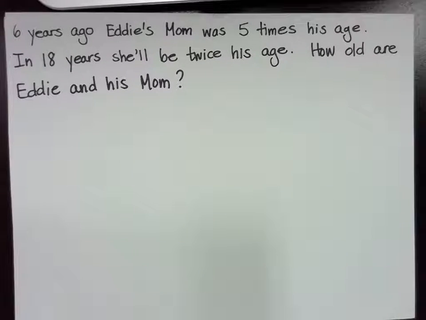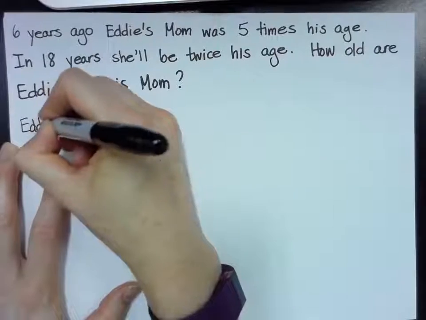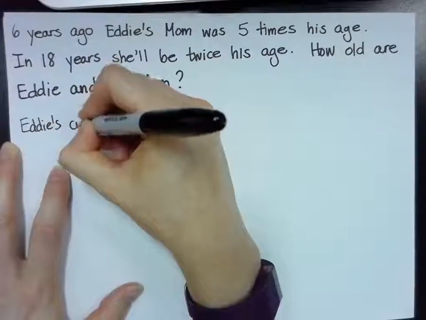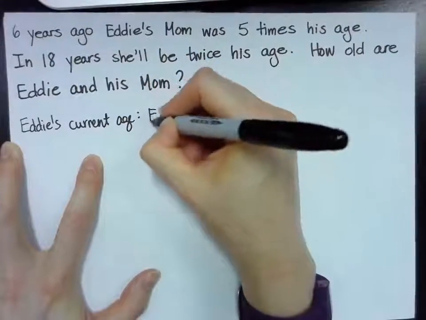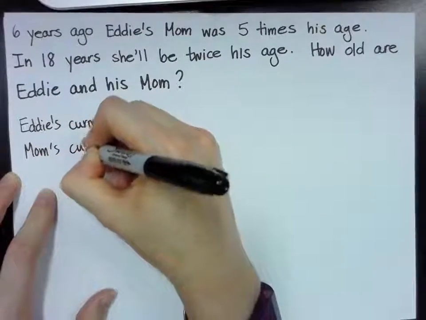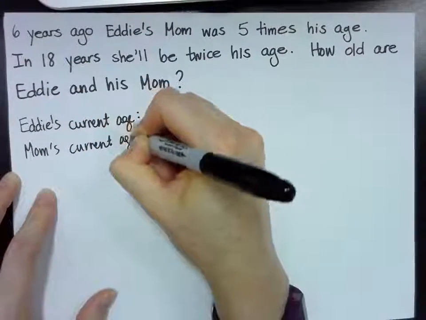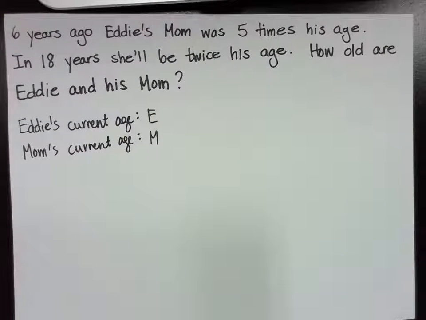And the best way to solve these problems is to pick your variables to represent the current age of each person. So we'll have Eddie's current age, and we'll let that be E. And then the mom's current age, and that will be M. And now the problem tells us things about 6 years ago and about 18 years in the future.